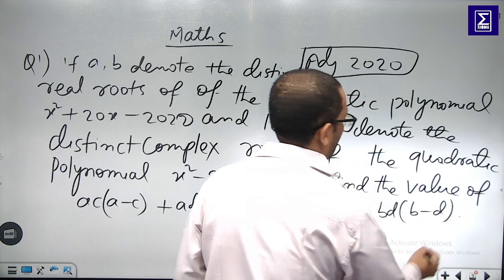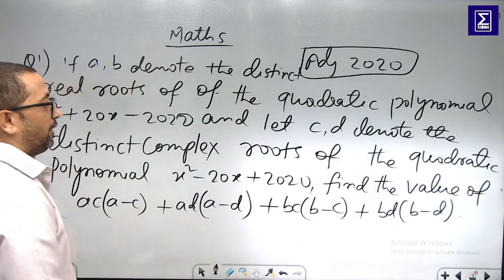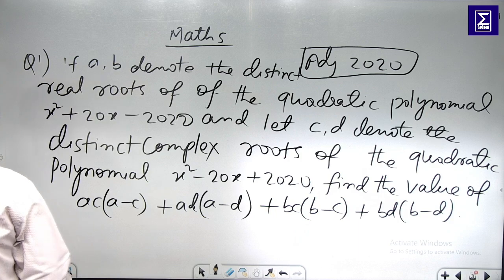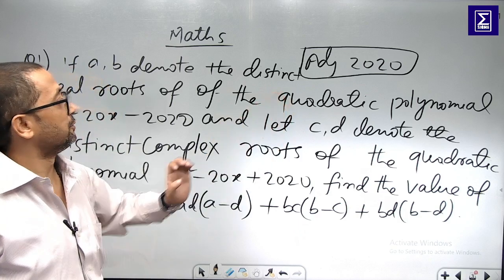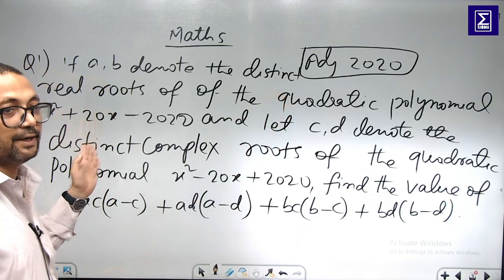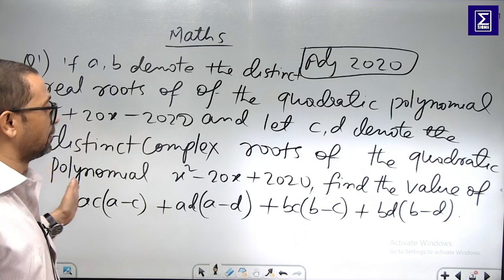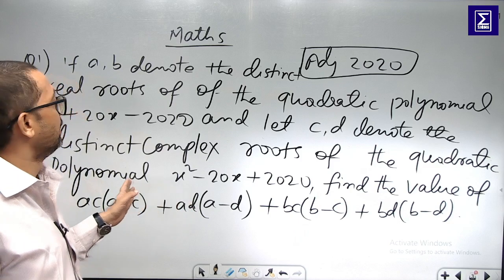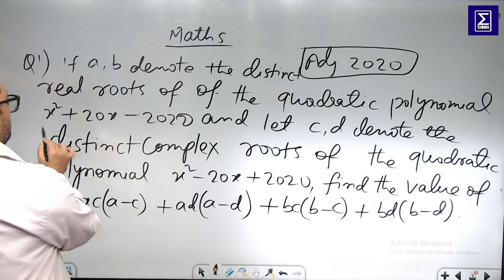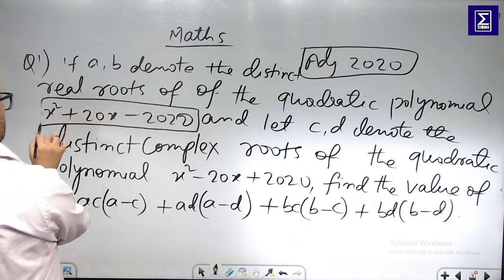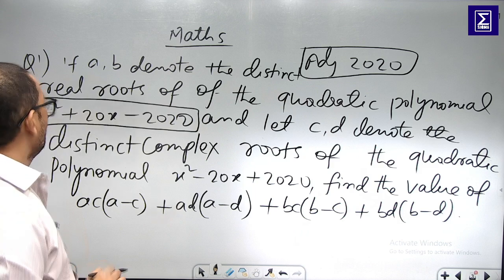This question is quite lengthy, but if you try to understand, it is a very easy question, and it was asked in Advanced 2020. So what is the question saying? It's all about quadratic equations, that you must be aware of since your 10th grade. There is a quadratic polynomial, and it has two real roots.